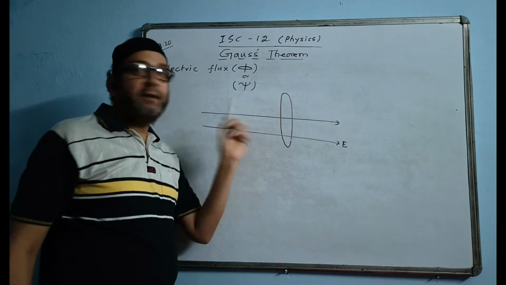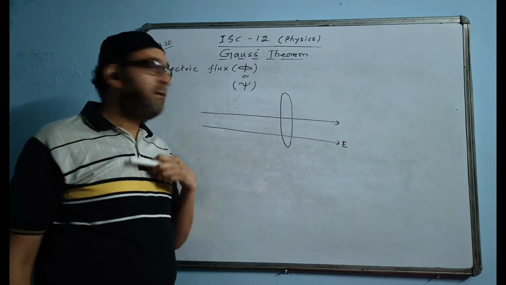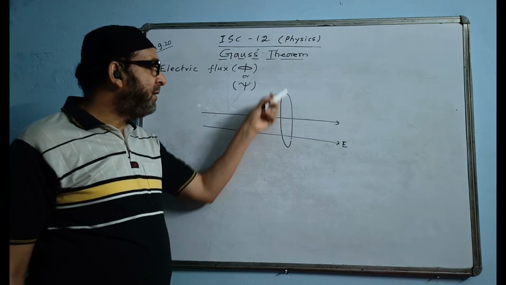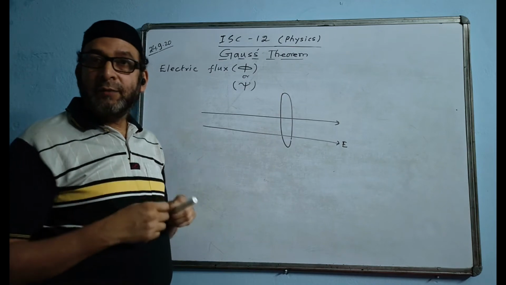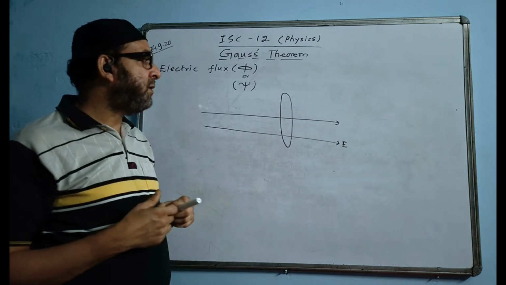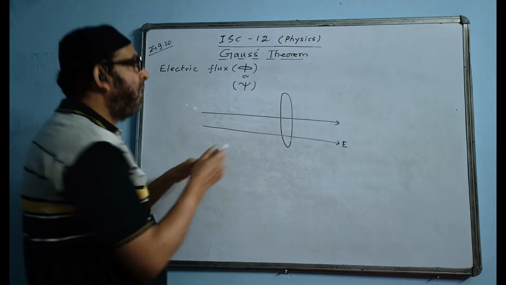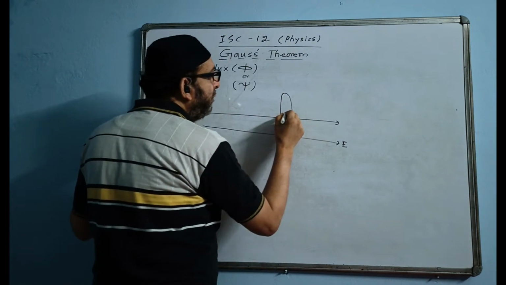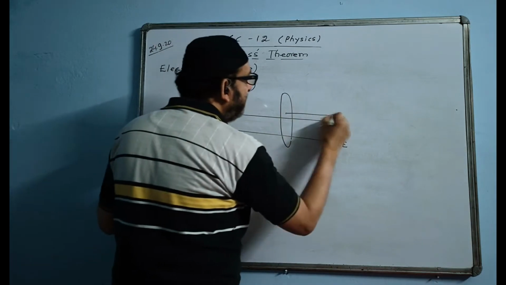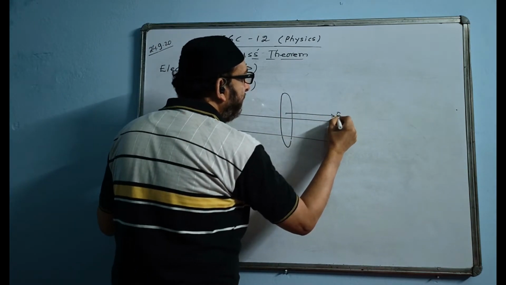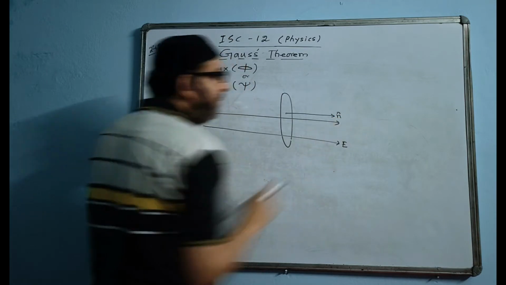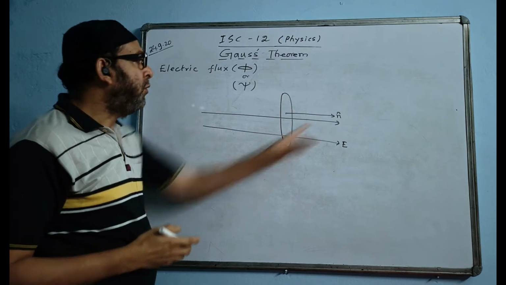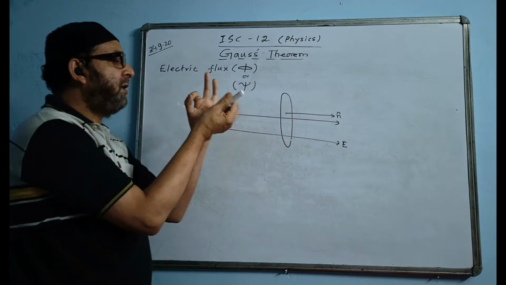We have to take the area vector, and the area vector is taken by drawing a normal to the surface. Normal means perpendicular to the surface, directed away. You can take the surface anywhere out here and draw the normal, perpendicular to the surface like this. We write it as n cap, where n means normal to the surface. Here is the normal like this.